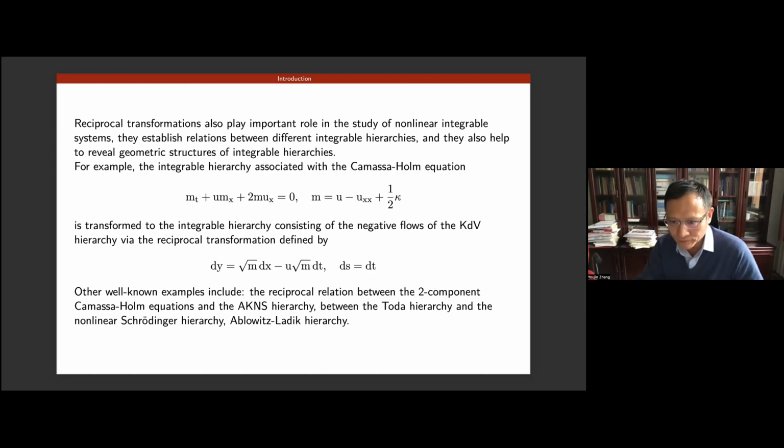For example, we have the Camassa-Holm hierarchy and its relation with the AKNS hierarchy. We also have the well-known relation between the Toda lattice hierarchy and the nonlinear Schrödinger hierarchy, and also with the Ablowitz-Ladik lattice hierarchy, these discrete integrable hierarchies.